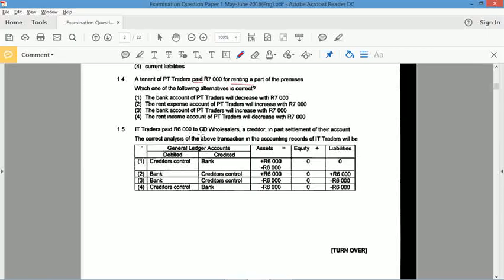IT paid 6,000 to CD, a creditor, in part settlement of their account. Okay, so if you're paying a creditor, the liability will decrease. Liabilities decrease on the debit side. So debit the creditors control, credit the bank. Creditors is a liability, liability decreases, asset decreases. Option 4.